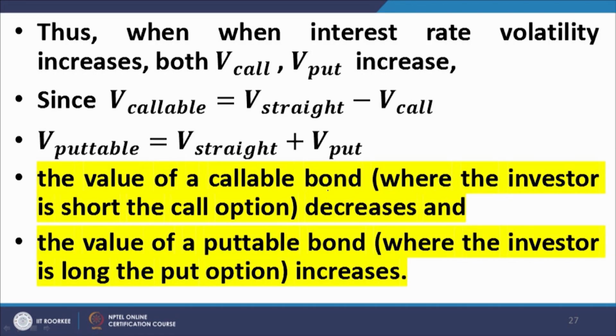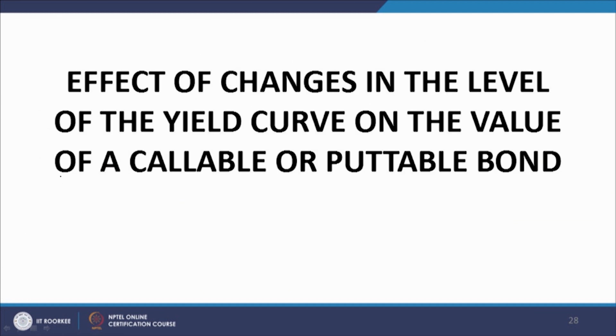Therefore, when the interest rate volatility increases, both V call and V put increase, as a result of which the value of a callable bond, where the investor is short in the call option, decreases, because if this goes up, then obviously this would go down, and if this goes up, this goes up. The value of a callable bond where the investor is short in the call option decreases, and the value of a putable bond where the investor is long in the put option increases.